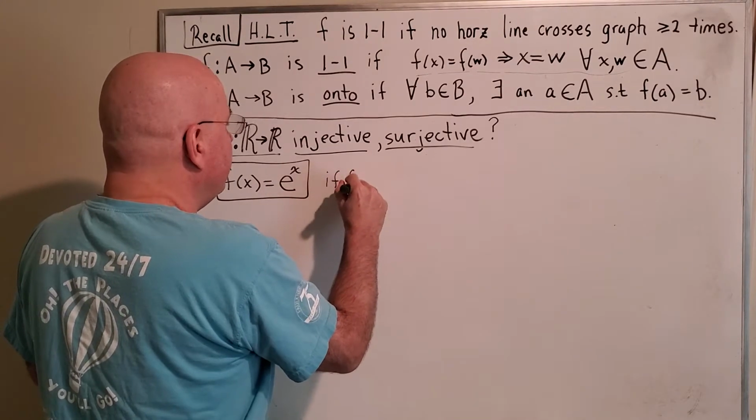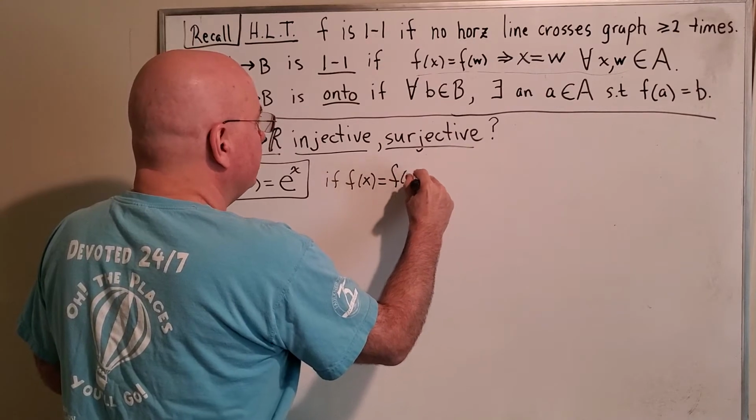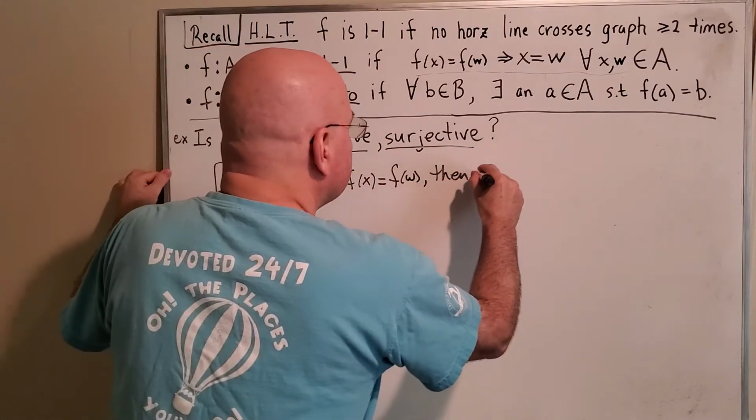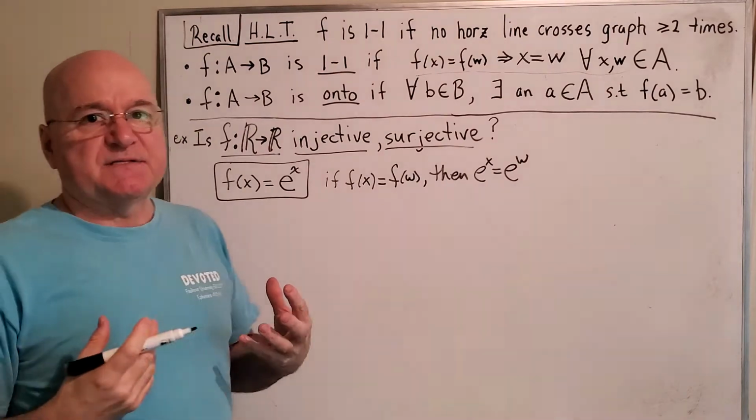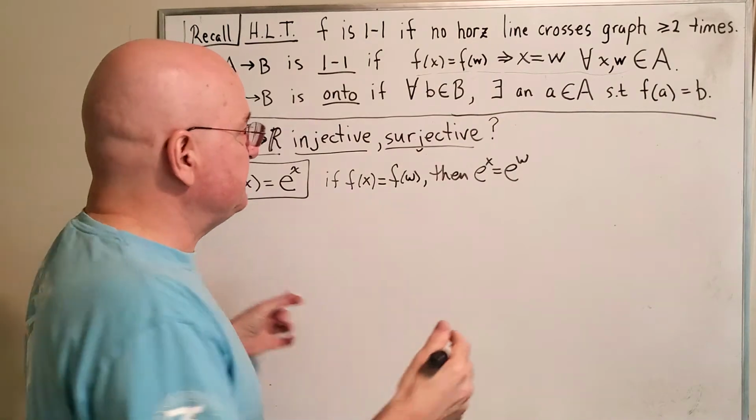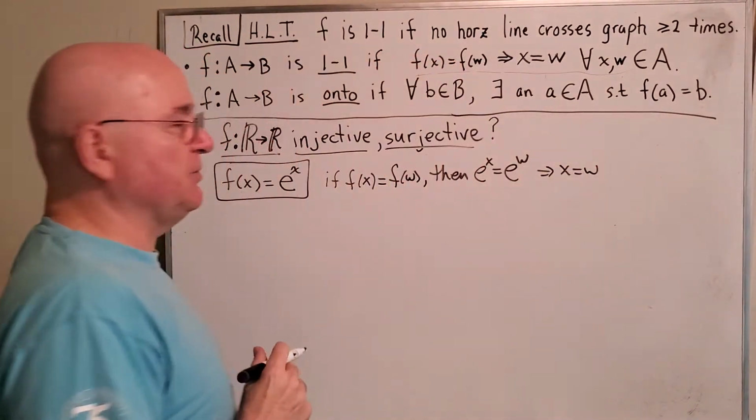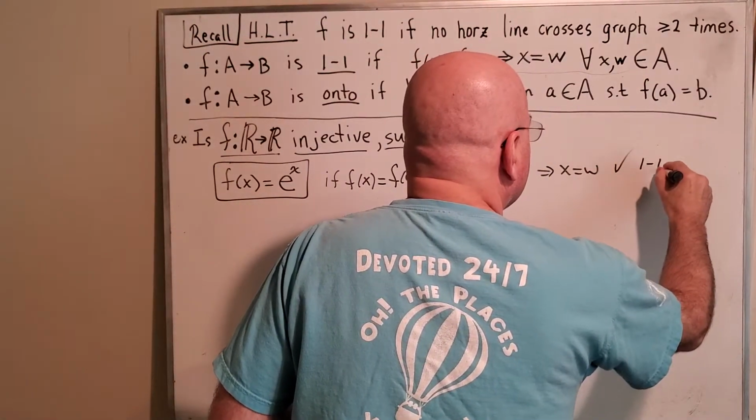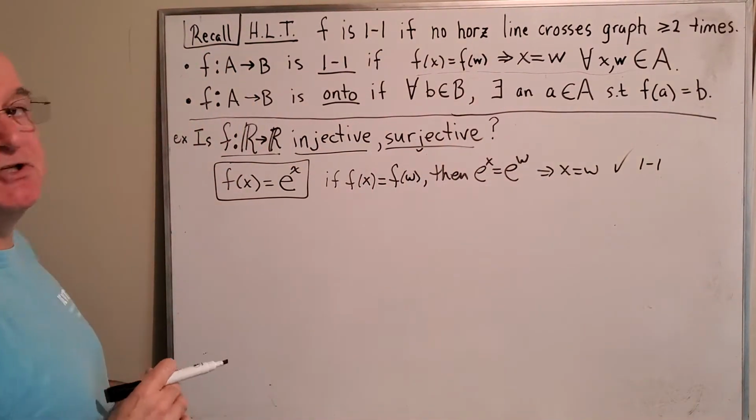If f of x is equal to f of w, then what that means is e to the x equals e to the w. E is a positive number, so if e to the x equals e to the w, that means that x is equal to w. Therefore, injective. I just wrote 1 to 1. So yes, it is an injective function.